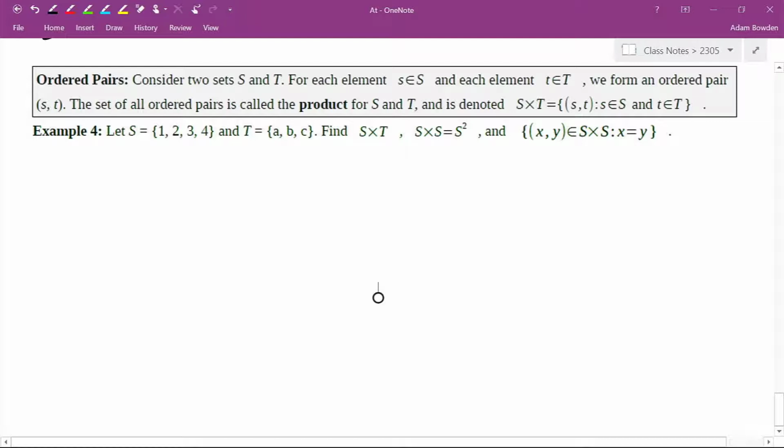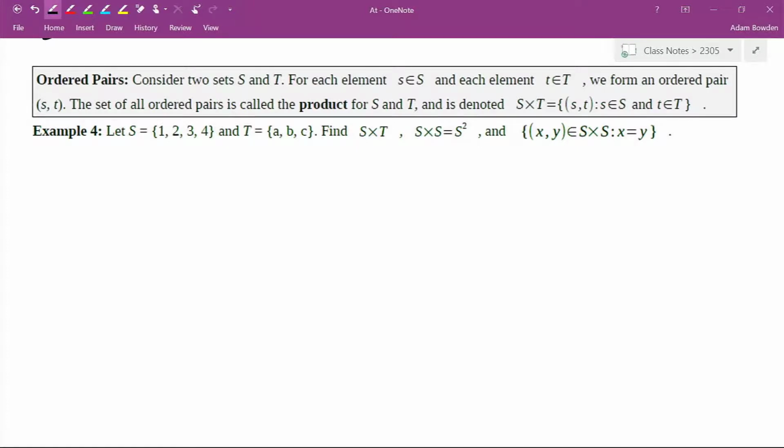S cross T is equal to the set of all ordered pairs (s, t) such that s is an element of S and t is an element of T. This is a generalization of the ordered pair notion from things like the XY coordinate system, but now in generalized set notation, our components of the ordered pairs can be any objects whatsoever that we have defined within our sets.